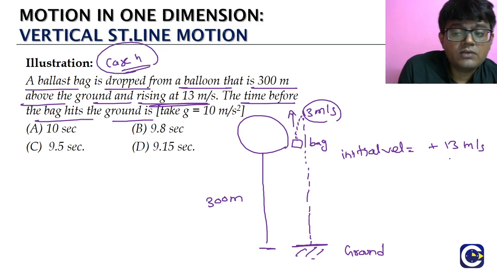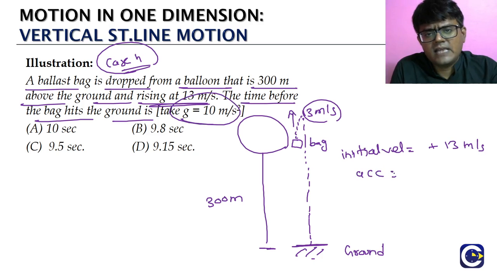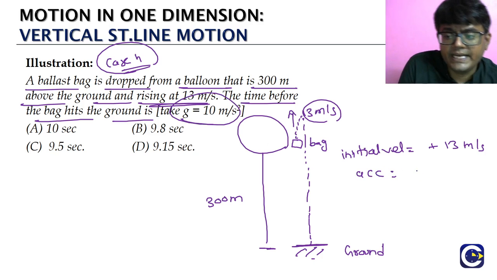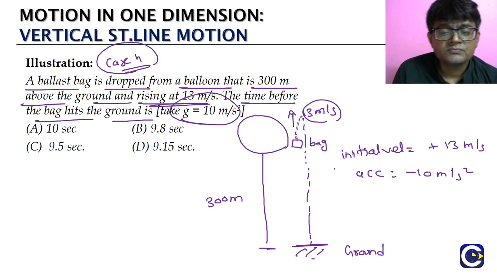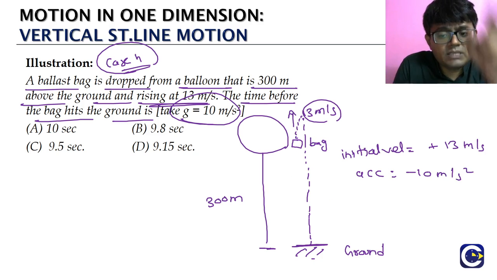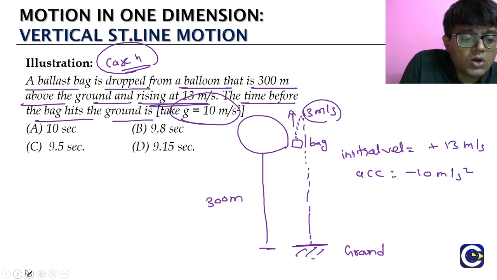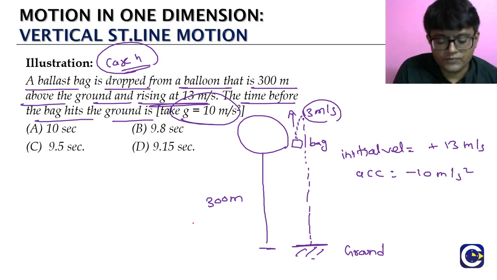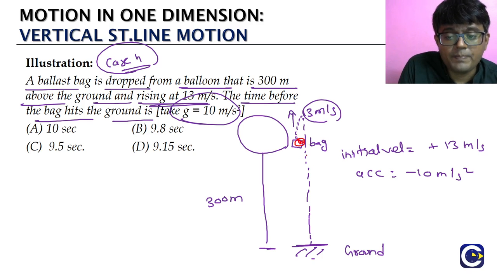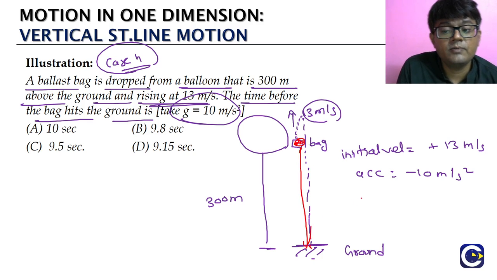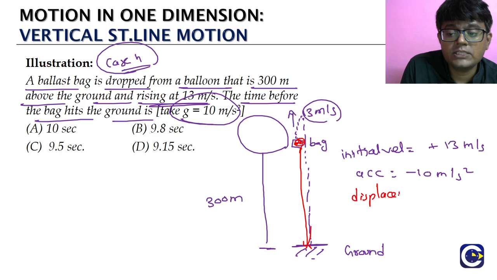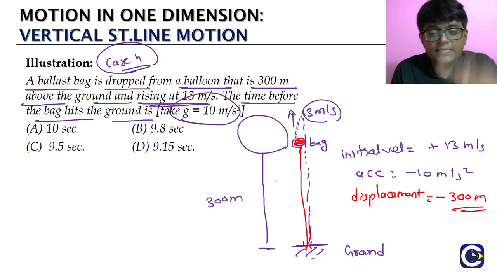Okay, now initial velocity is there. They are saying take the value of g as 10. So acceleration for all the vertical straight line motion, since we are fixing the sign convention, is g downwards, means minus 10 meter per second square. The entire journey means it goes up and comes down. What is the overall displacement? From the position where it is dropped, it will go up and come down. But overall displacement means this is the initial point, this is the final point. How much will the displacement be? It will be minus 300. Why minus? Because it is measured downwards.